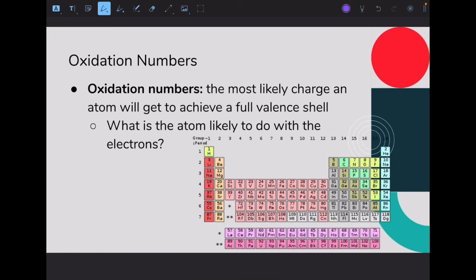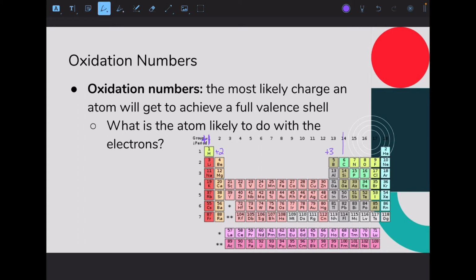Unit is oxidation numbers. And oxidation numbers tell us the most likely charge an atom is going to get to achieve a full valence shell. Another way to put this is, what is the atom going to do with its electrons? The easiest way to tell is that they match just like valence electrons with the column. So everybody in this column has a +1. Here it's +2, +3 over here.